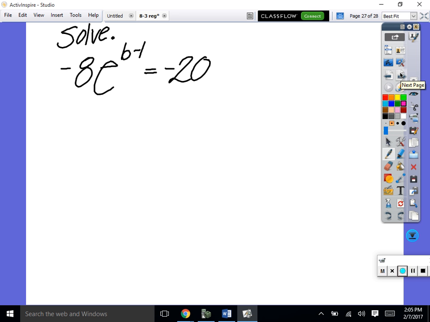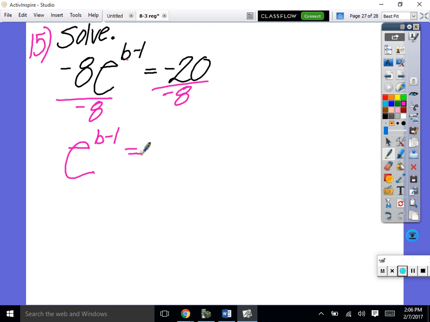Now let's solve an exponential equation here. Number 15, everybody. Now pay attention because this is important. It says solve. Now notice, isn't our variable up here in the exponent? We're going to get that along piece by piece. So our first step is to get the exponential all by itself. Base e has to be all by itself, so we divide by negative 8. So then over here, we would have base e raised to the b minus 1 equals negative 20 divided by negative 8. Let's do the fraction. They both divide by 4, don't they?